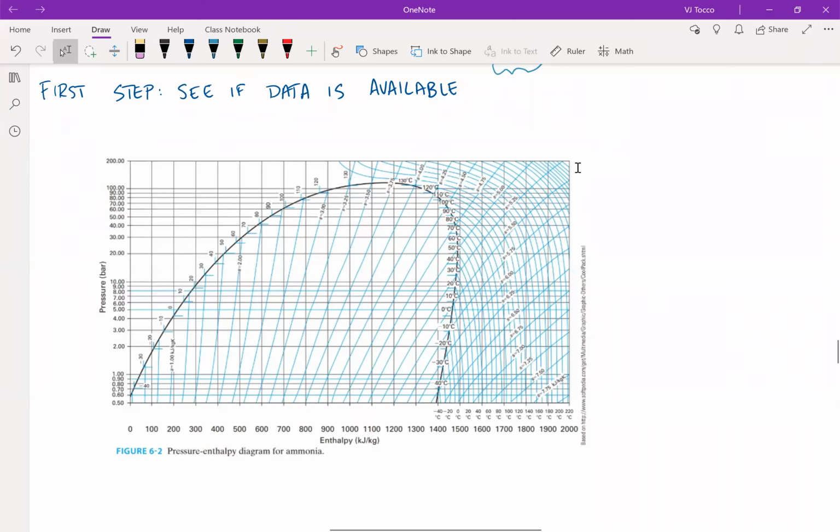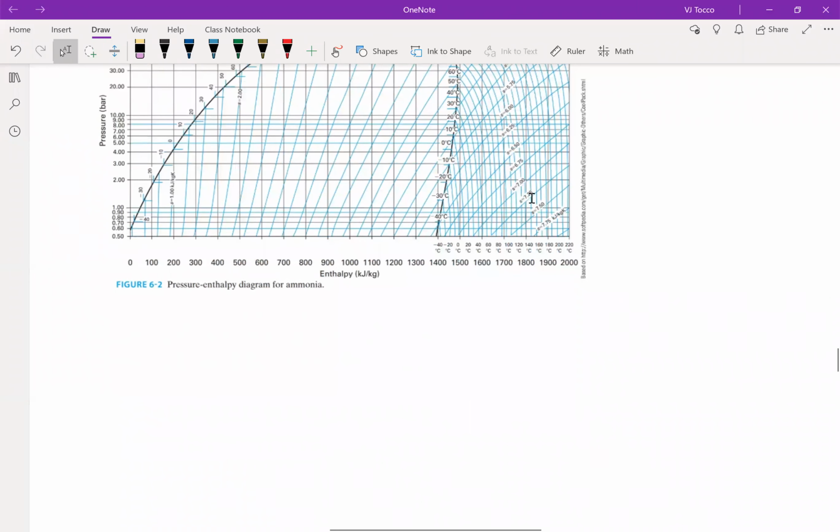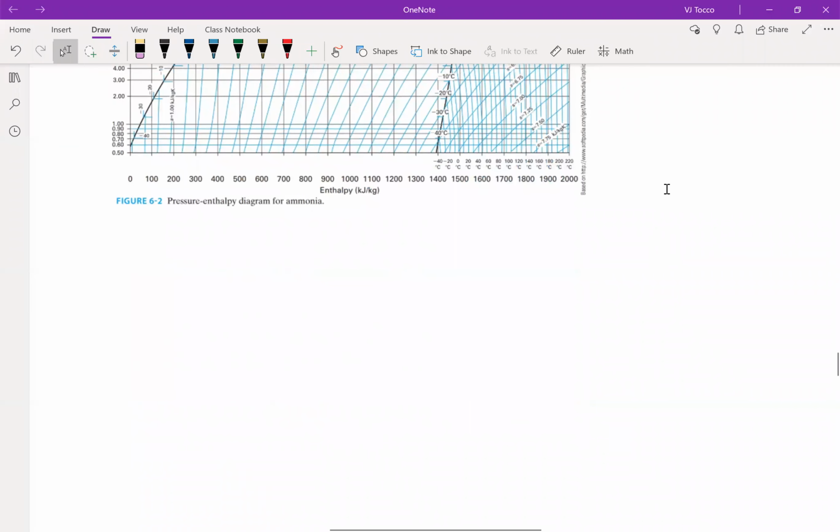I find these diagrams very difficult to read too, by the way, so you're not alone in getting a headache trying to figure out what all these lines are. But in the absence of data like that, say you have a not so common chemical, your backup plan is going to be figuring out or modeling the equation of state.